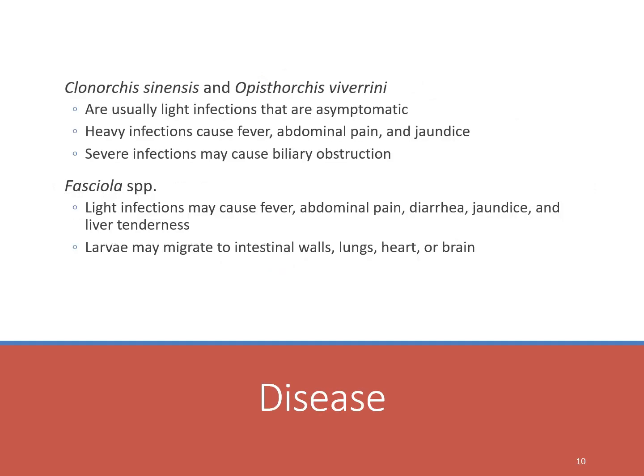Clonorchis sinensis and Opisthorchis viverrini are very similar. They usually cause a light infection that's asymptomatic. If it's a heavy infection, it can cause fever, abdominal pain, jaundice, and more severe infections, because it is a liver fluke, can cause biliary obstruction. Fasciola can also cause a light infection with fever, abdominal pain, diarrhea, jaundice, and tenderness of the liver. These organisms can also migrate to the intestinal walls, lungs, brain, and heart.